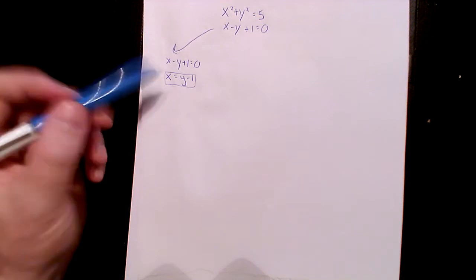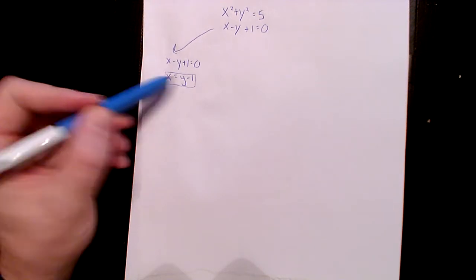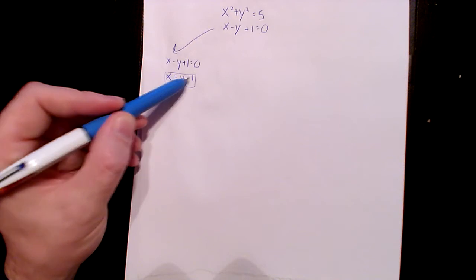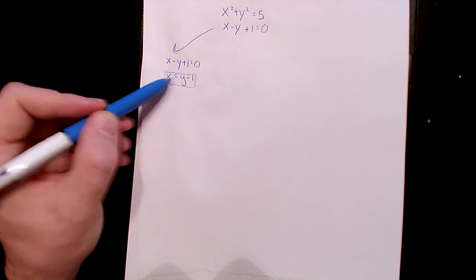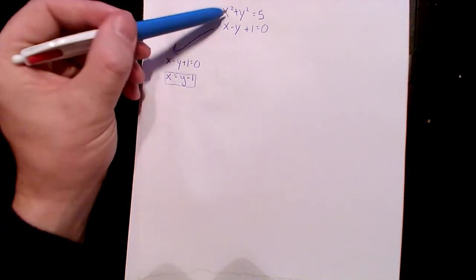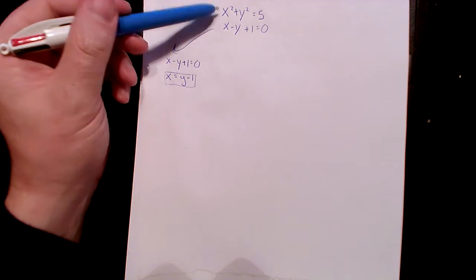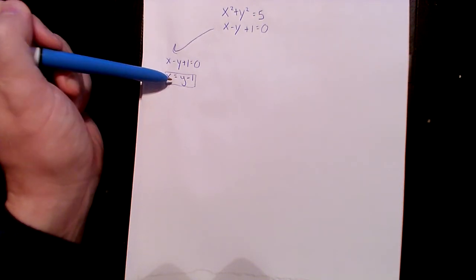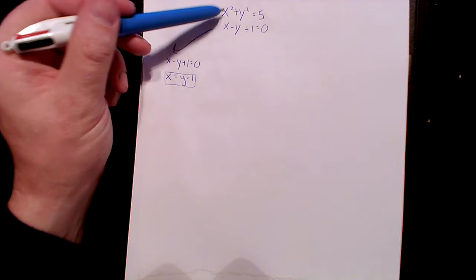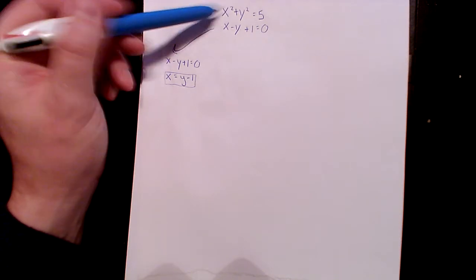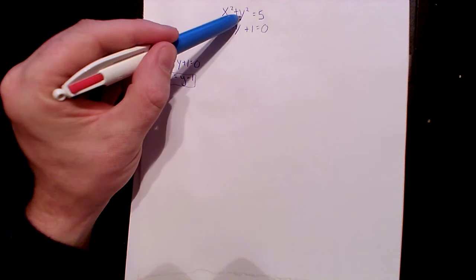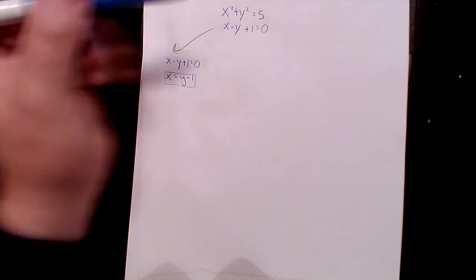Now look what I'm after doing. I'm after writing x in terms of y. So what that's really saying is x is the same as y minus 1. Well, if x is the same as y minus 1, that means if I see an x up here, I can replace that x with y minus 1 because they're the same. Now why would I bother doing that? Well, if I do replace this x with y minus 1, then I'm going to have an equation with one unknown, and that's y.